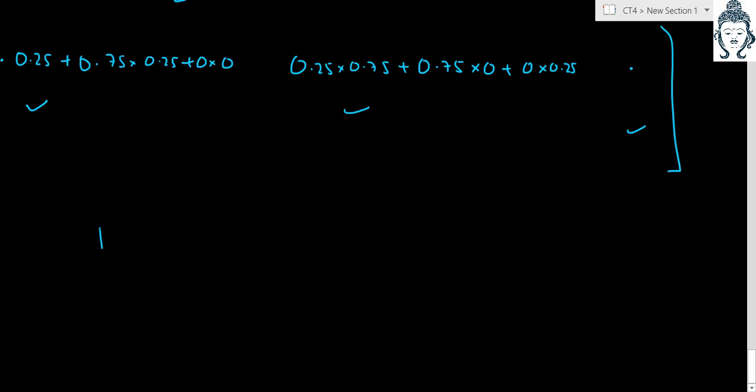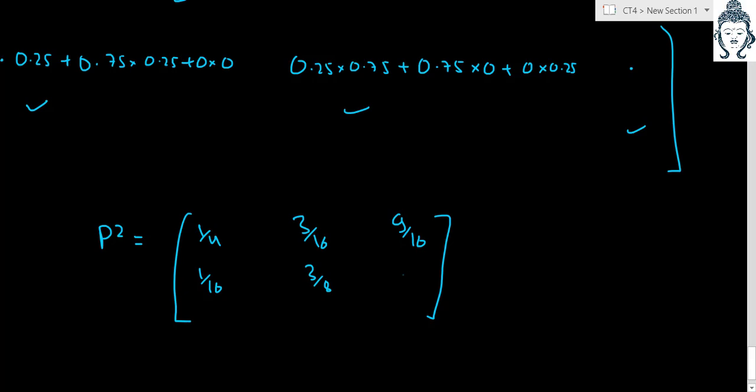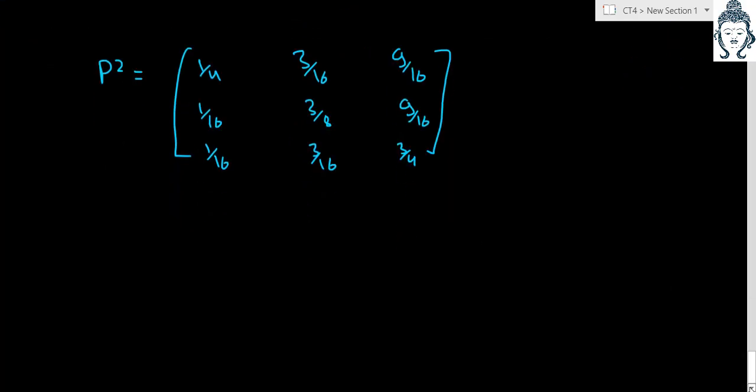Your final matrix P square will come out to be, please solve it by yourself, 1 by 4, 3 by 16 and 9 by 16 in the first row; then 1 by 16, 3 by 8 and 9 by 16; and the last row will come out to be 1 by 16, 3 by 16 and 3 by 4. So this will be your P square.